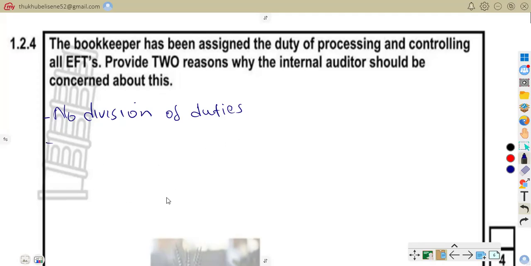So another reason can be risk of fraud. Meaning to say, a person can misuse money without detection. So that is why he or she, the internal auditor, is concerned. For example, the bookkeeper sends the EFT to their own account and hides it in the records. So you see, that is why we're saying risk of fraud.